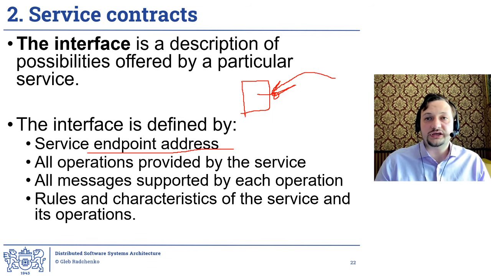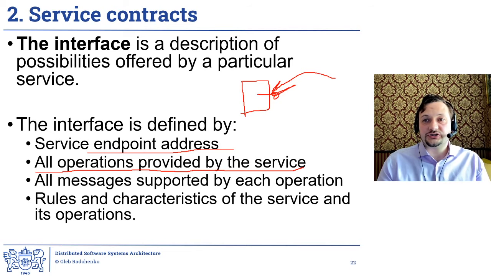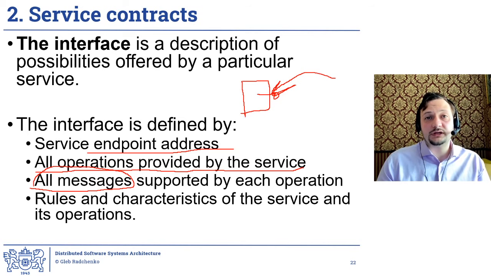Second, we should describe all operations provided by the service. What can we call from this service? All the messages supported by each operation. So what are the parameters of the call that we should pass so the service could interpret our request and give us a response? Rules and characteristics of the service and its operations.